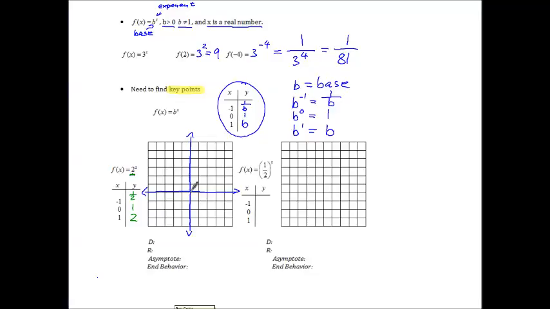If x is negative 1, y is 1/2. If x is 0, y is 1. If x is 1, y is 2. And from there it goes on up really fast. It grows exponentially. And I'm sure you have heard this expression in another context before, and that's really where it comes from.